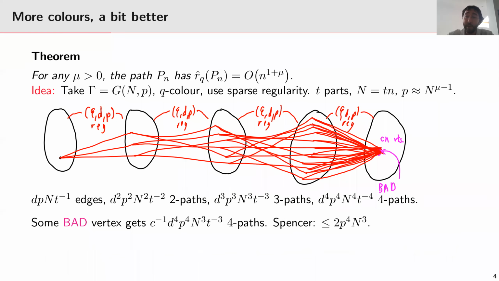So what we want to say is there is a bad vertex that picks up this many paths of length 4. But Spencer says no pair of vertices can be in more than that many paths of length 4, and this should be a contradiction. If we can make C small enough, so the size of this bad set of vertices, then we will get a contradiction.